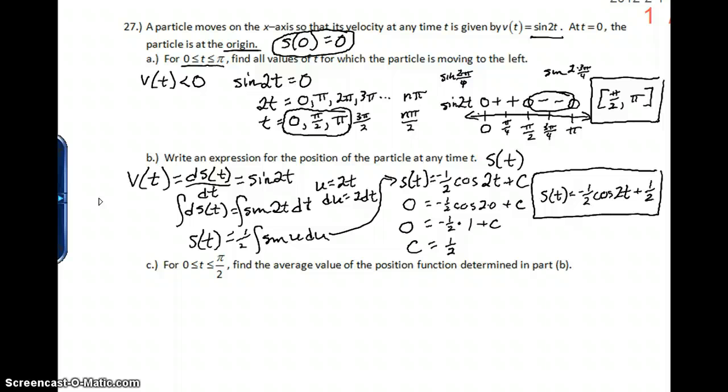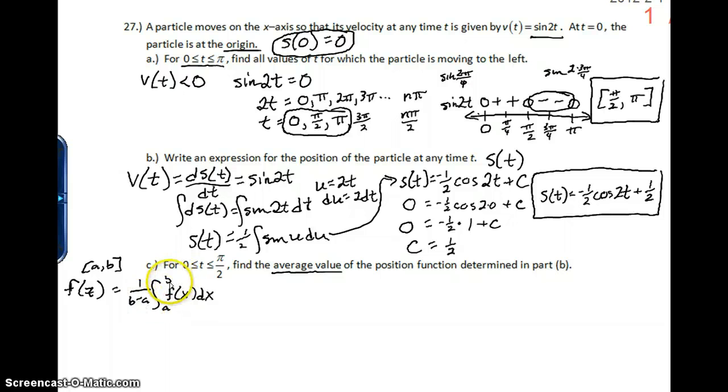All right, and finally we will finish off doing part C. Part C says, for t between 0 and pi over 2, find the average value of the position function determined in part B. So, first of all, we have to remember average value. The definition we gave was, some f of x is the average value on some interval a to b if we have 1 over b minus a times the definite integral from a to b of f of x dx.